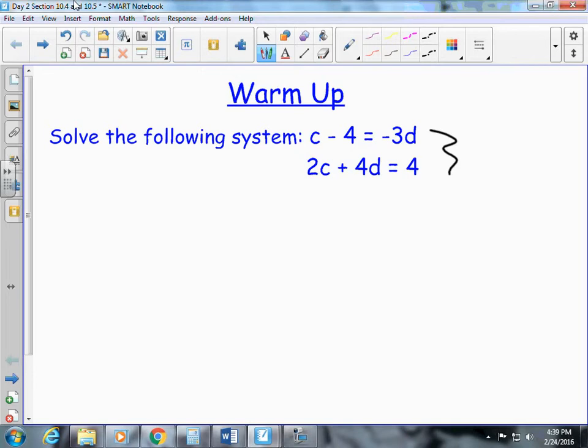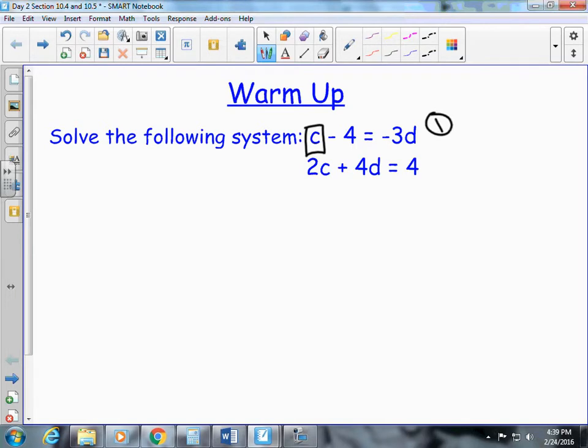Okay, so hopefully you got the problem done. Let's go ahead and start working on it. What we learned last class is the substitution method. In this particular problem, we learned that the easiest variable to solve for is the standalone variable. So I'm going to go through our steps again.